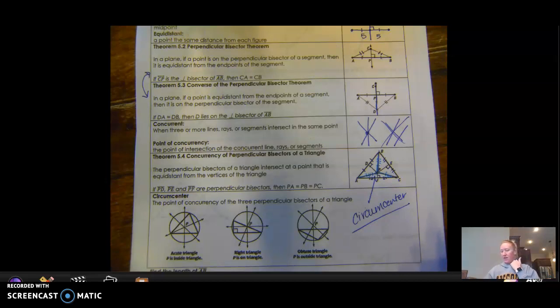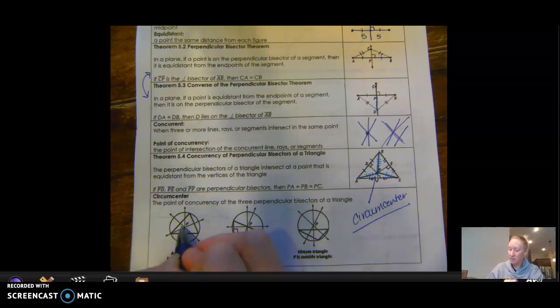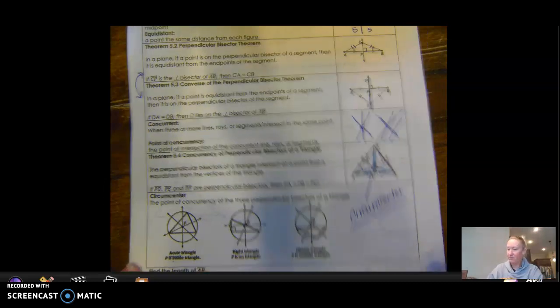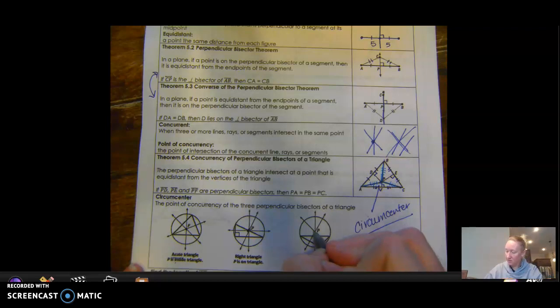Okay? Now, circumcenter, depending on what kind of triangle it is, happens in different places. If we have an acute triangle, the circumcenter will happen somewhere inside the triangle. If we have a right triangle, it will happen on the triangle. And if we have an obtuse triangle, it will happen outside the triangle.